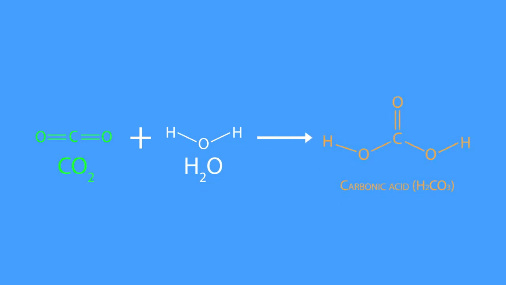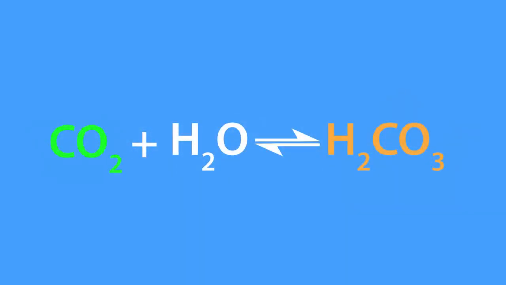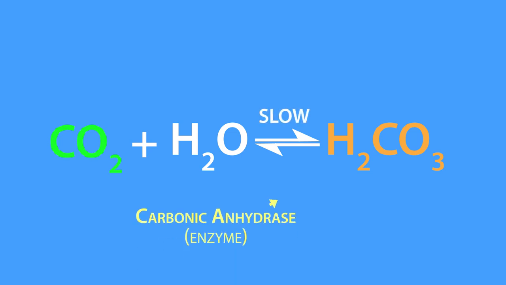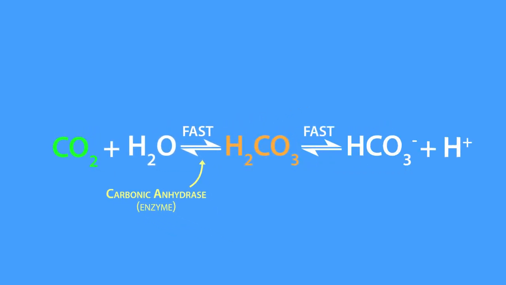If you recall, carbonic acid is produced when carbon dioxide is dissolved in water. In our case, it's dissolved in blood. Normally, this reaction is slow, which is why it requires the enzyme carbonic anhydrase. Once carbonic acid is formed, it spontaneously dissociates into bicarbonate and hydrogen ions.